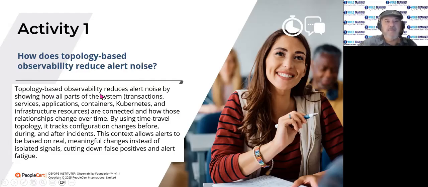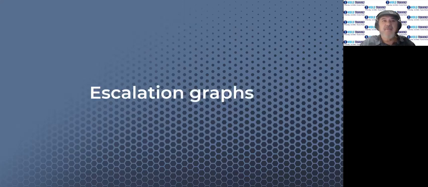But topology-based observability reduces alert noise by showing how all parts of the system, the transactions, services, applications, containers, Kubernetes, and infrastructure resources, for example, are connected and how those relationships change over time. By using time travel topology, it tracks configuration changes before, during, and after the alerts. The context allows alerts to be based on real, meaningful changes instead of just isolated signals, which cuts down false positives and alert fatigue. So again, spend about 15 minutes dwelling on that. And assuming you did that, I'm moving on.